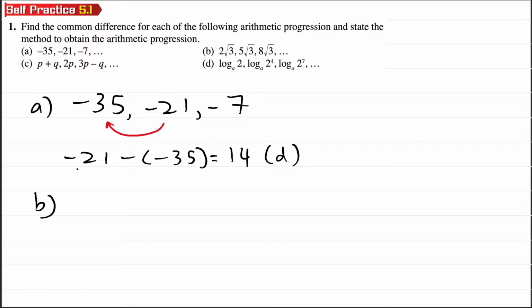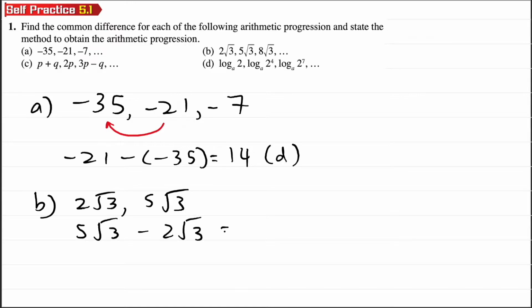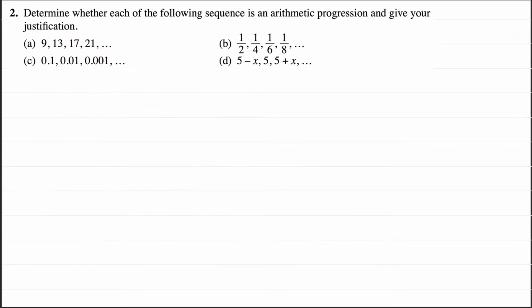Tengok B pula, you have 2 square root 3 and also 5 square root 3. So when you minus 5 square root 3 minus 2 square root 3, you akan dapat jawapan dia 3 square root 3. So 3 square root 3 is the common difference. Dan begitulah seterusnya.